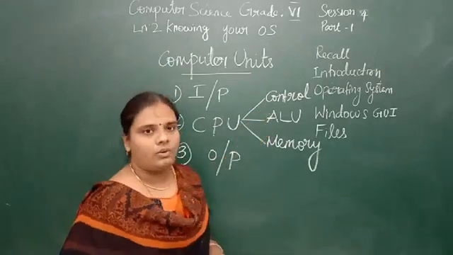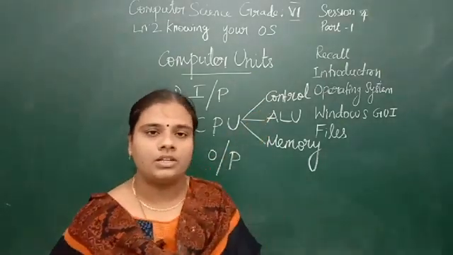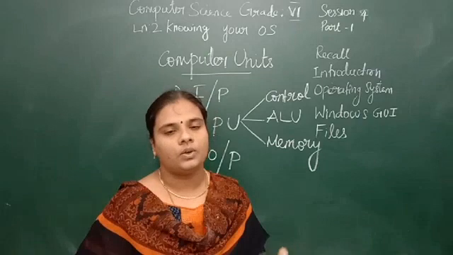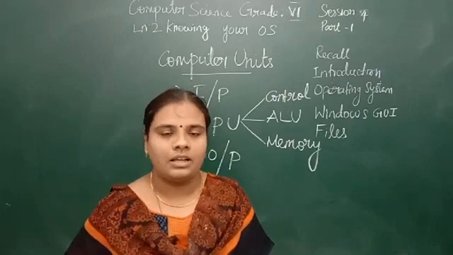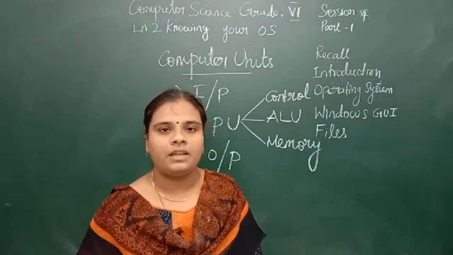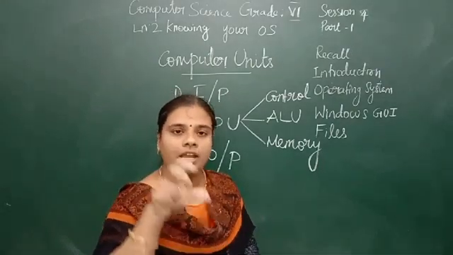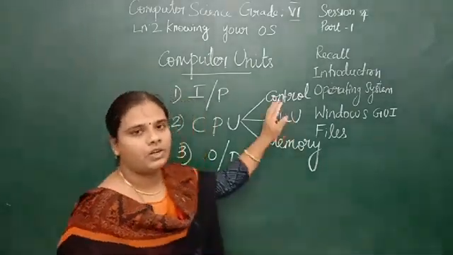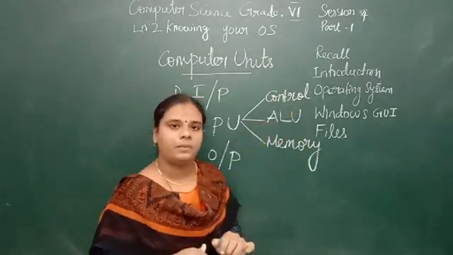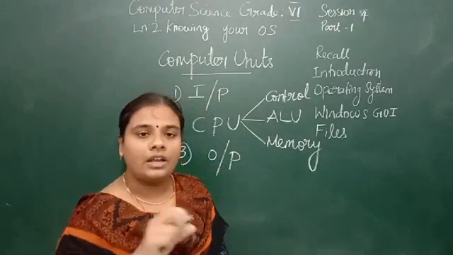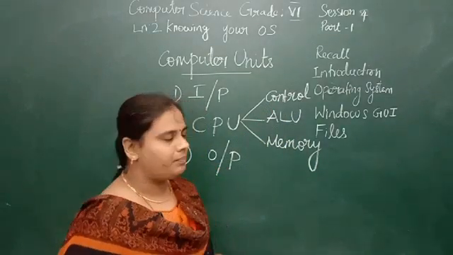First, the control unit. This unit controls all other units. If I want to give input by using the computer, if I press A or B, first the keyboard should get permission from the control unit. After getting that permission only, it will accept your input. So the control unit coordinates all other units.